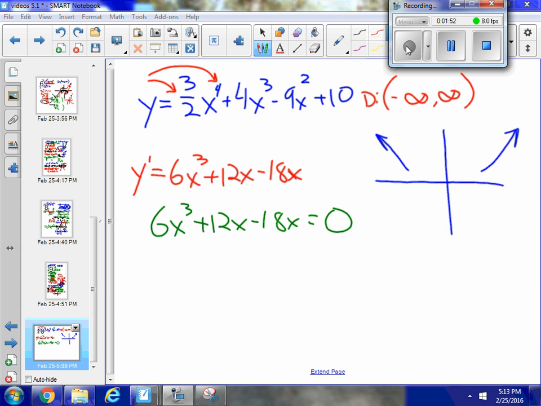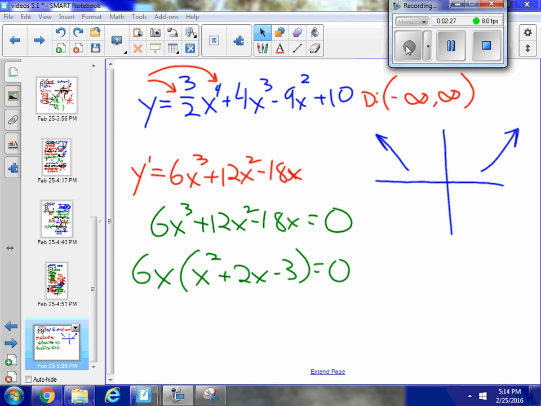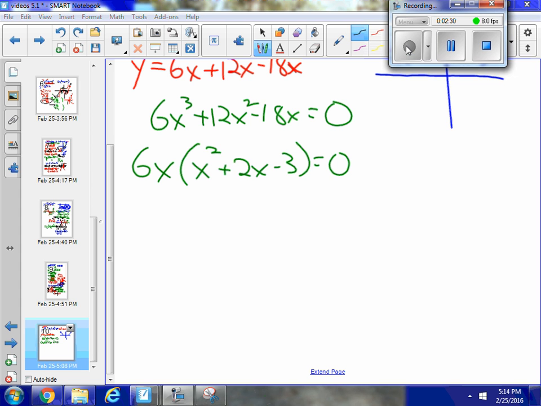Well, this is an exercise in factoring. So what I'm going to do here is factor out a 6x. Oh, that was 12x squared, I'm sorry. Let's get that back in there. I'm going to factor out a 6x, and I'm going to get x squared plus 2x minus 3 is equal to 0. And that is a whole lot easier to factor than this bigger number.